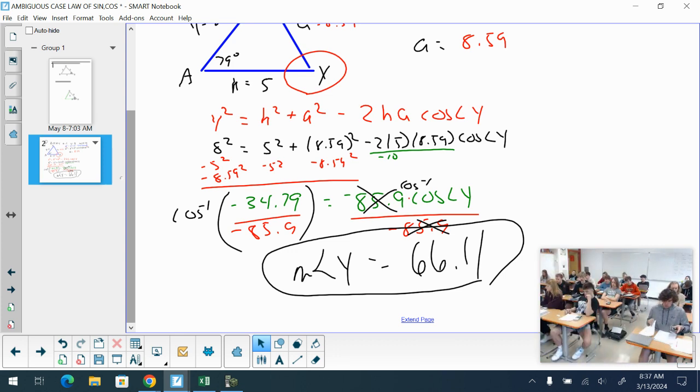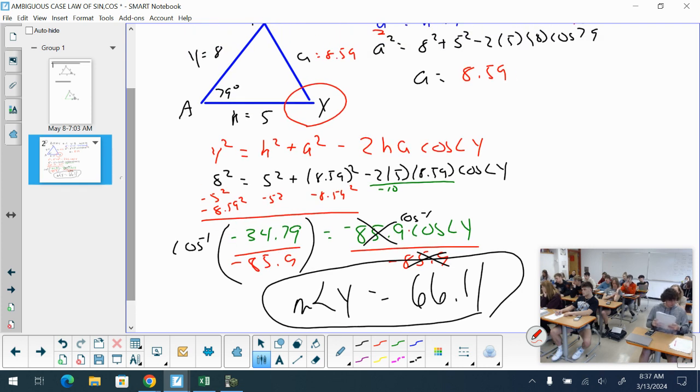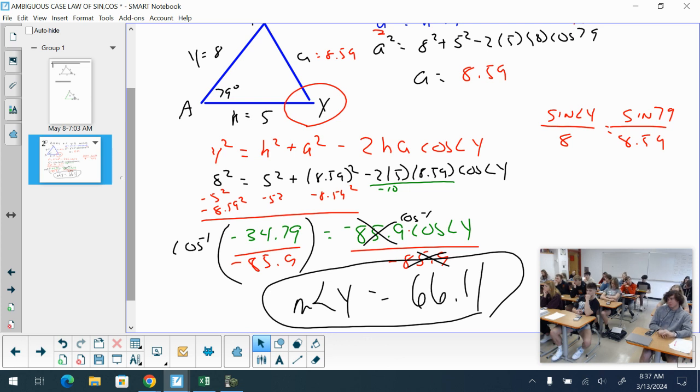Like I said, if you use law of sines, and some of you may have done that, which is fine, sine of angle y over 8 is equal to sine of 79 over the 8.59 that you found there. But you have to be careful when dealing with the law of sines and trying to find the measure of an angle. You could get a little bit of a hiccup when doing that. And we'll go through that today, the ambiguous case.